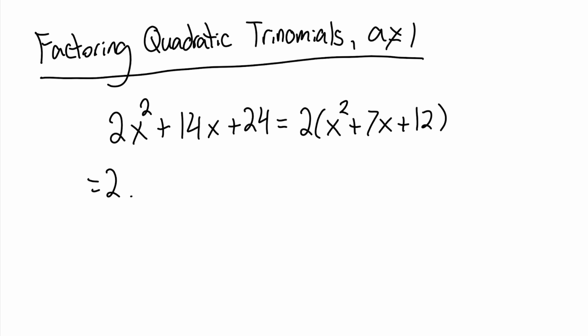So we just keep that 2 on the end here and we factor out that middle. In this case, that's going to be plus 3 and plus 4, right? Because that will multiply to 12 and add to 7. Okay. So here we have 2 times x plus 3 times x plus 4. So we have them all in a row here.